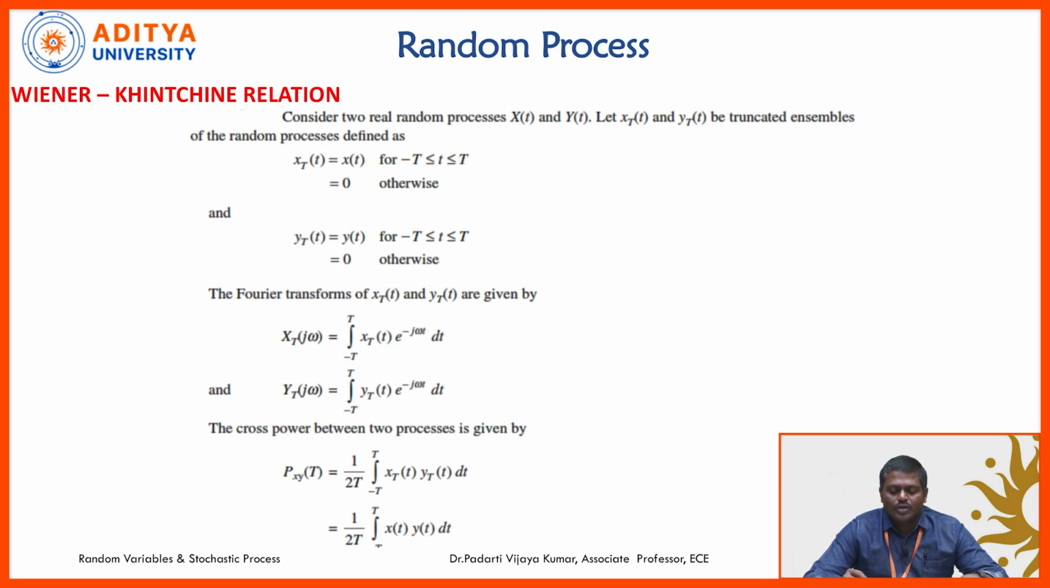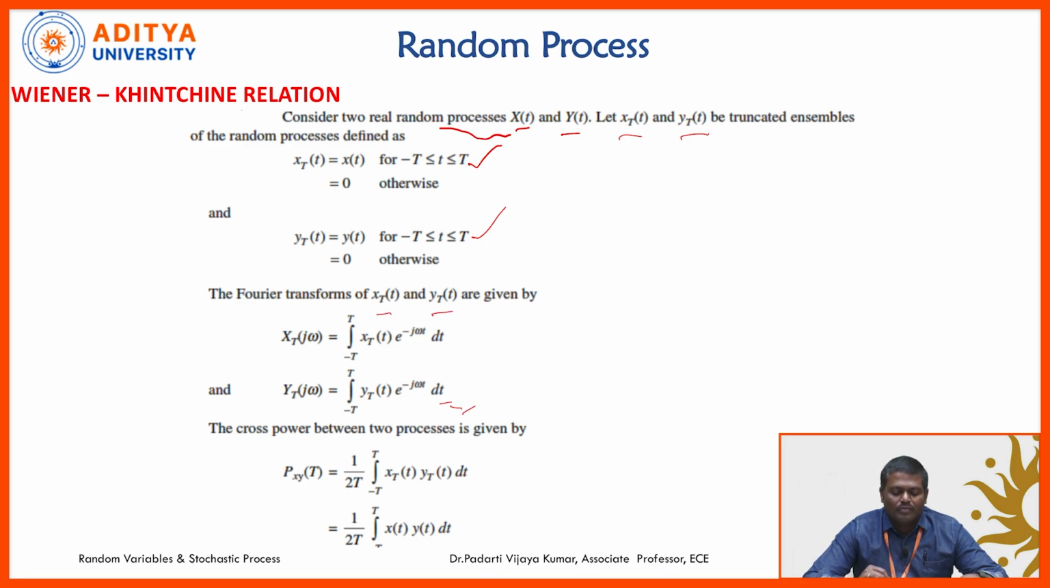and the cross correlation function. Let us take two real random processes x of t and y of t. Now, I am truncating the samples over a time period minus T to T. I am taking only the samples over the range minus T to T. So that is nothing but x_T of t equal to x of t, the truncated version. Similarly, y_T of t is equal to y of t only over this limit minus T to T. Now, we know the Fourier transform of this one and of this one. This is the mathematical formula.